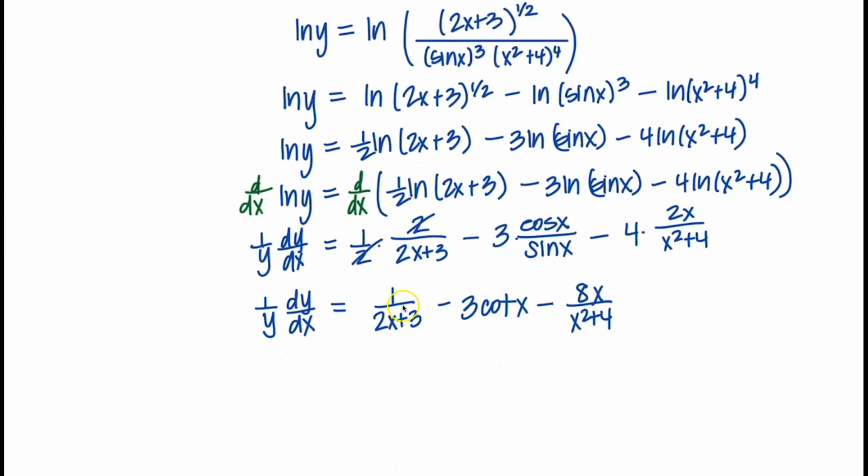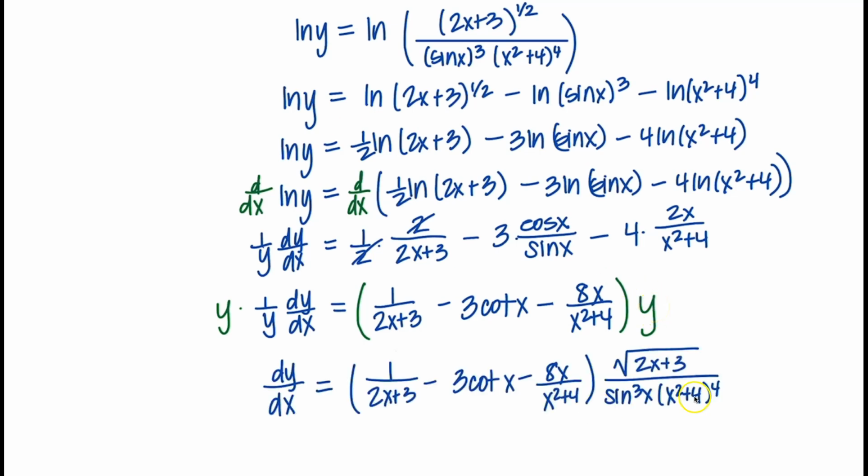These 2's here are going to cancel, so just 1 over 2x plus 3. Cosine over sine is cotangent, so minus 3 cotangent x, and then 4 times 2 is 8, so we have 8x over x squared plus 4, and then we'll multiply both sides by y. And then, of course, we're going to have to go back and replace y with the original function of x. And so this is my big final ugly answer. There is some slight simplifying we can do for some of these problems, but honestly, I'm just going to leave it here with our answer as a function of x.